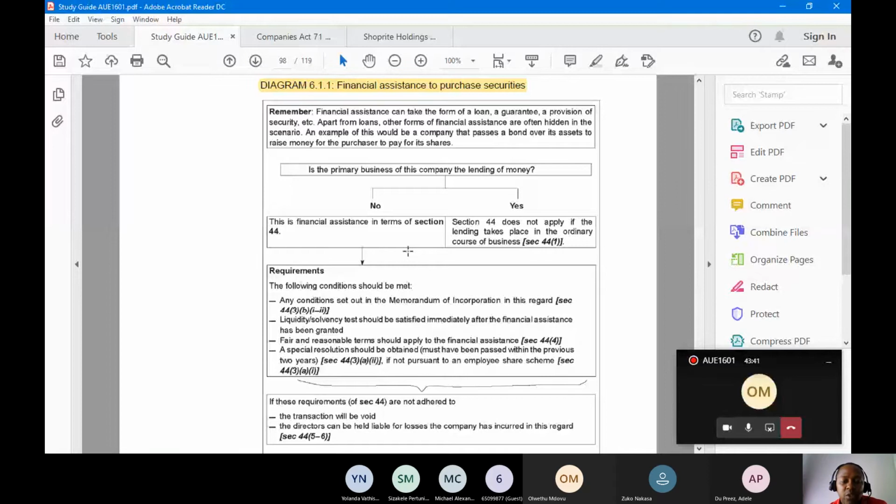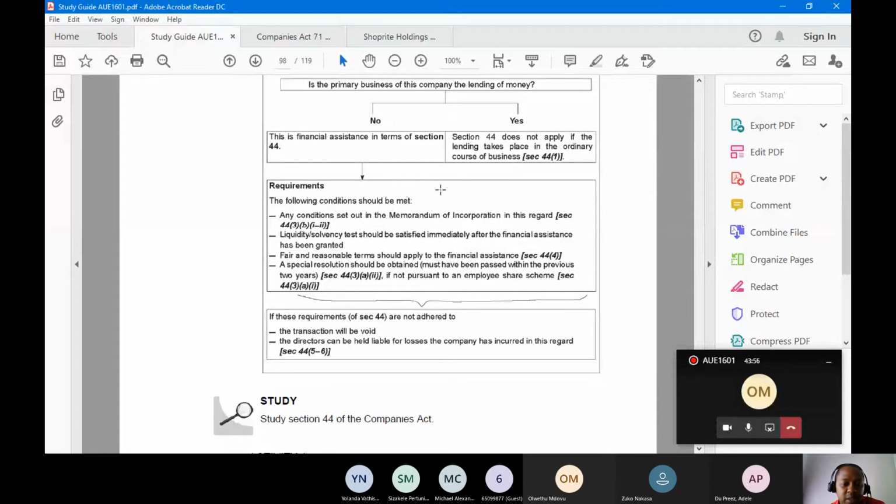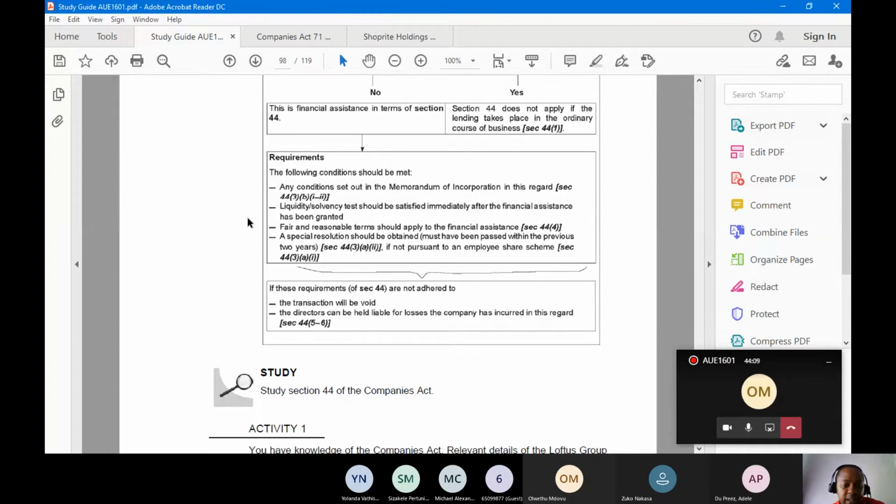Thank you. So what do we do in a case where a company's primary business is not the lending of money? Then we can apply the terms of Section 44. And as a summary, what are the requirements? Any conditions set out in the MOI should be met. Liquidity and solvency tests should be satisfied immediately after the financial assistance has been granted. Fair and reasonable terms should apply to the financial assistance, meaning that there should not be any negativity towards either the company or the director. And most importantly, a special resolution should be obtained, and this must be passed within the previous 2 years, if not pursuant to an employee share scheme.